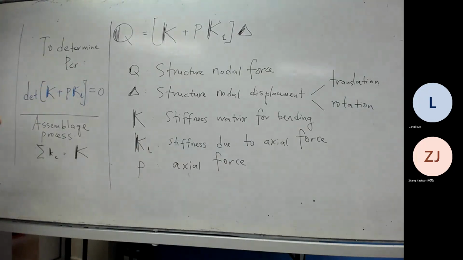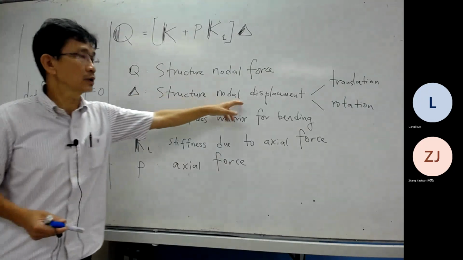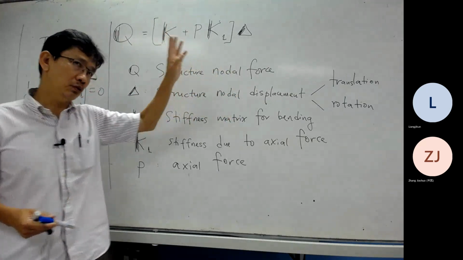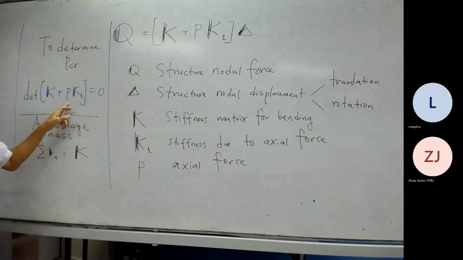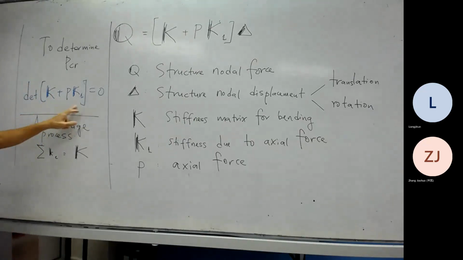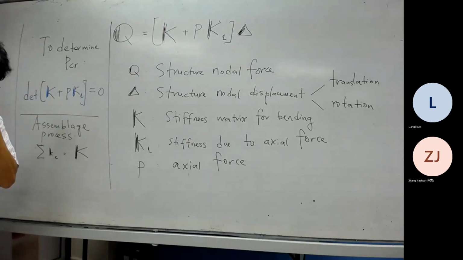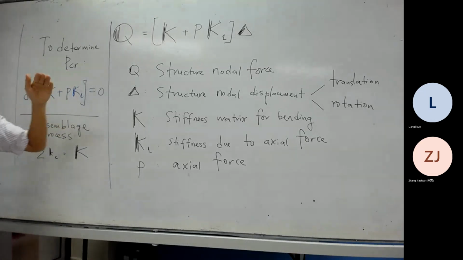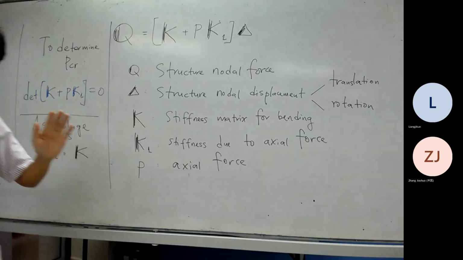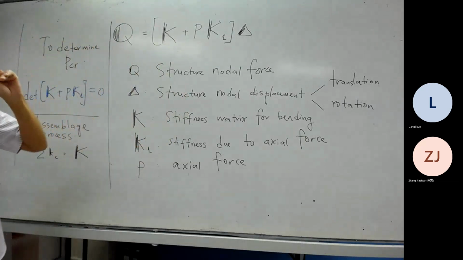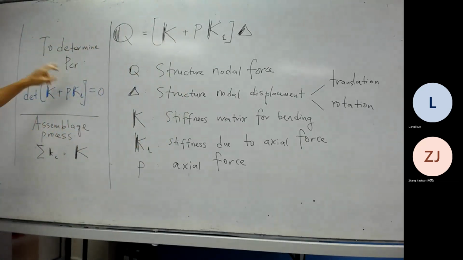And if you have 2 by 2, if the nodal displacement at structure level, there are 2 which are non-zero, then you have a matrix of size 2 columns, 2 rows, and the equation becomes quadratic. The equation to determine P critical becomes a quadratic equation. So you need to solve the quadratic equation, and the solution for P critical is the smaller one. You have 2 answers, and take the smaller, positive one as the P critical.